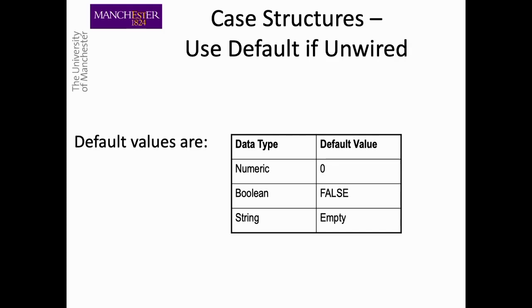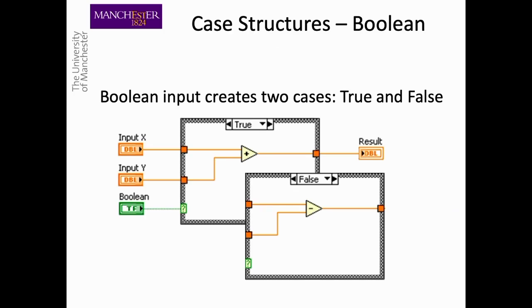Okay? And this is important. So say you've done a numeric one and you've got five pieces of code, five different things that you want to do, but somebody on the front panel inserts a six. There's no sixth piece of code that you want to do, so it has to know which one to do. So it would do the default one, which would be zero. So it's a little safety feature.